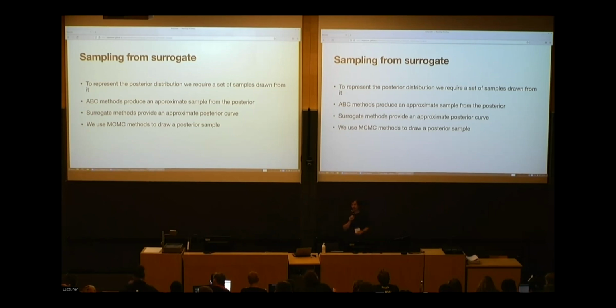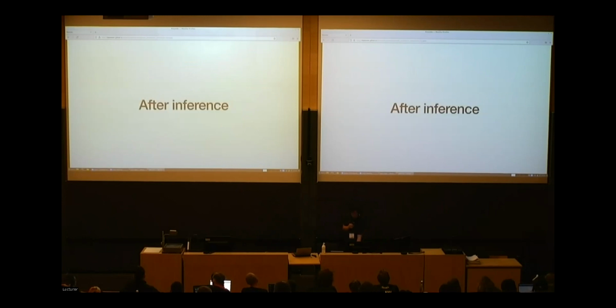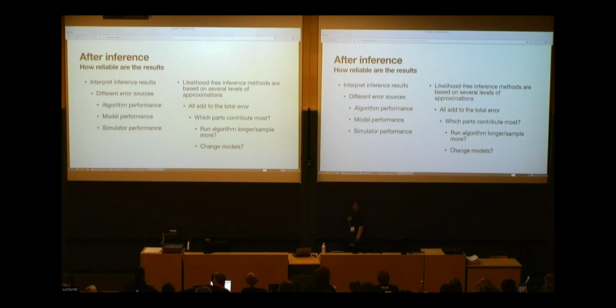MCMC, Hamiltonian Monte Carlo methods if your dimension is a bit larger. Our software package comes with Metropolis-Hastings and the No-U-Turn sampler that you can try to draw a posterior sample. And after you do the inference, after you have a posterior sample, you interpret the results.